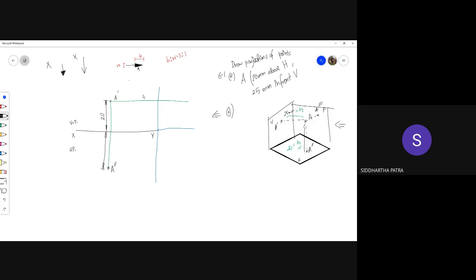Anyways, I'm not able to do that because I'm drawing on a computer screen, so this is how it should be. Now this distance from the horizontal plane remains the same on the profile plane, or you can call it PP.